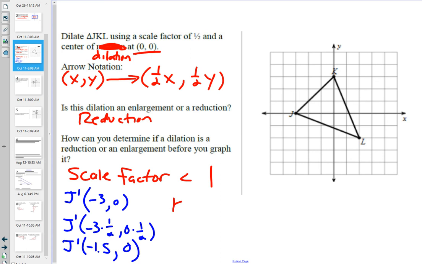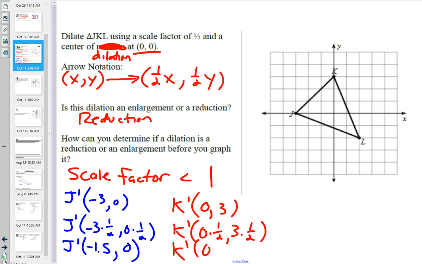Let's look at K prime. K is currently at 0, 3. So this brand new K is going to be at 0 times 1/2 and 3 times 1/2, which is 0, 1.5. Normally I prefer to do improper fractions, but since coordinates are a type of measurement, that's why I put the decimal there, 1.5.